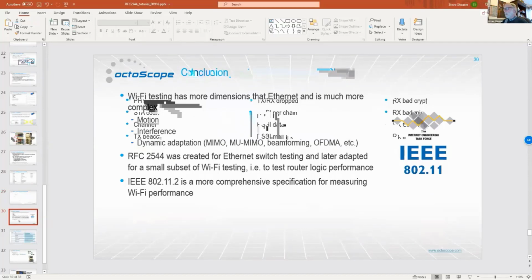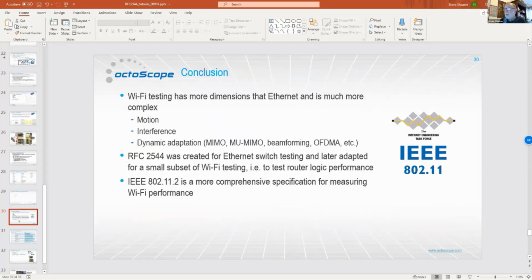So, just in conclusion, Wi-Fi testing has a lot more dimensions than Ethernet testing. We really haven't touched on many of those in this talk, but we have in other tutorials. We've got to deal with motion, we've got to deal with interference. There's a whole dynamic adaptation stuff that's going on. Beamforming, OFDMA, many of these new technologies in 11ax. So this is an interesting topic. 2544 was created for switch testing. 11.2 is a more comprehensive specification that looks at Wi-Fi performance, radio performance.